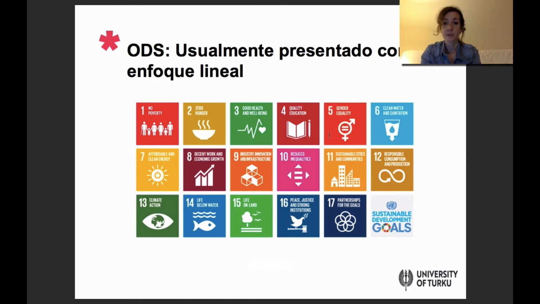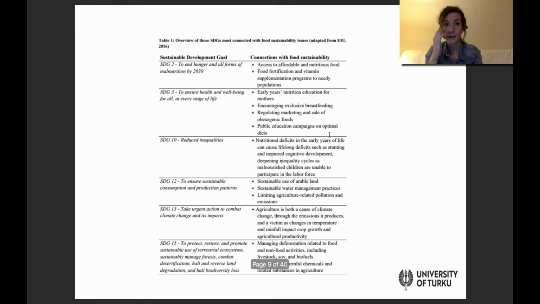And usually they are presented like this. I assume you may have seen pictures of Sustainable Development Goals already, and usually they are presented in this linear way, one next to each other. And also when we try to think how food and food sustainability issues are connected to Sustainable Development Goals, we can see that some of them have very specific connections with food and food sustainability.